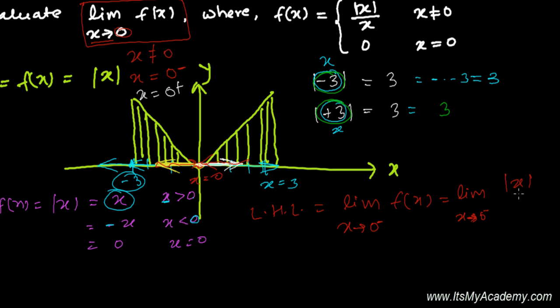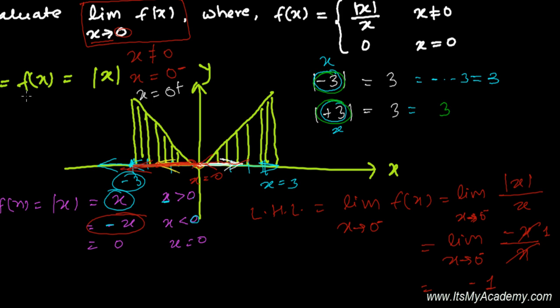So modulus value of x divided by x, and as I told you, when it is 0 minus, it means slightly less than 0, it is on this side, and whenever it is this side, which one you need to take? You need to take negative of x. All right, so limit x tends to 0 minus of negative x, I just removed this modulus sign, divided by x, x cancels, and you get simply minus 1. So your left hand limit is minus 1.